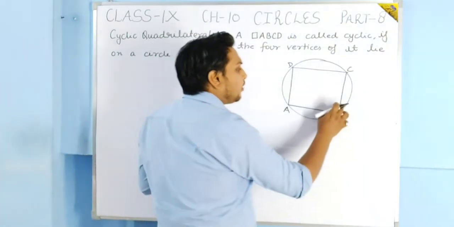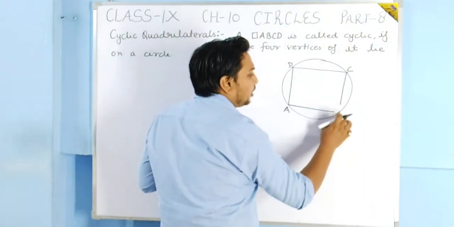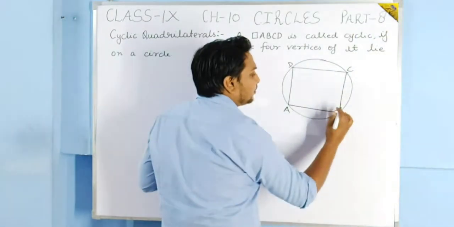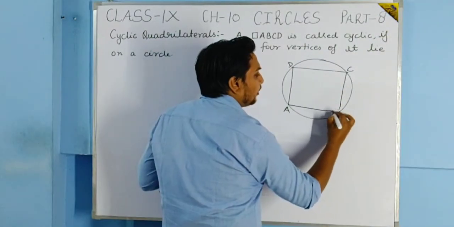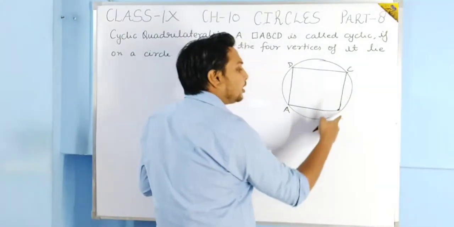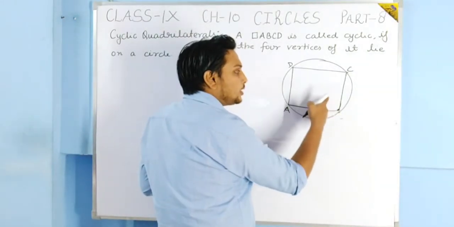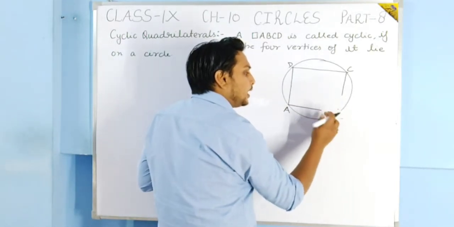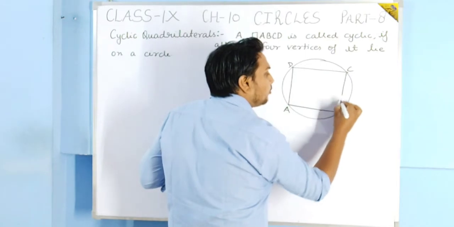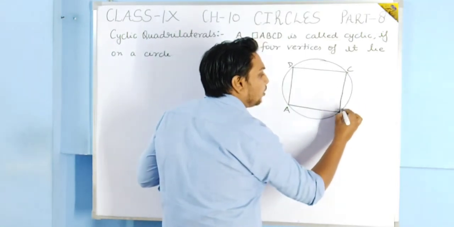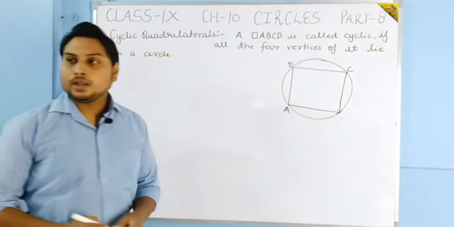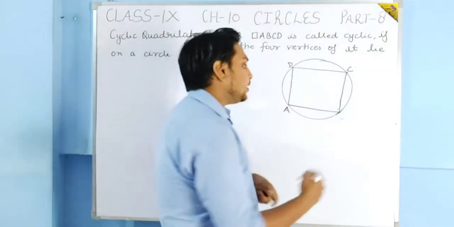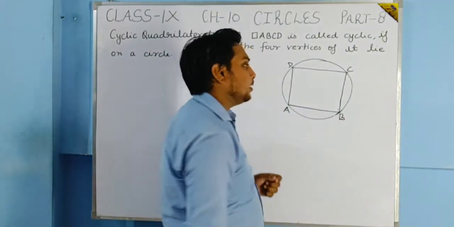If any one of the vertices does not lie on the circle, suppose it is like this, then this quadrilateral will not be cyclic. The condition is only that all its vertices should lie on a circle. In this case only, this quadrilateral ABCD is known as cyclic.